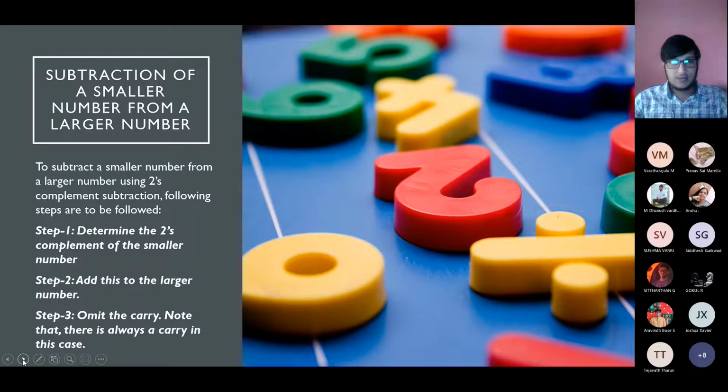Subtraction of a smaller number from a larger number. To subtract a smaller number from a larger number using 2's complement subtraction, we follow these steps. We find the 2's complement of the smaller number and add it to the larger number. Whatever carry we get, we omit it. Next slide.